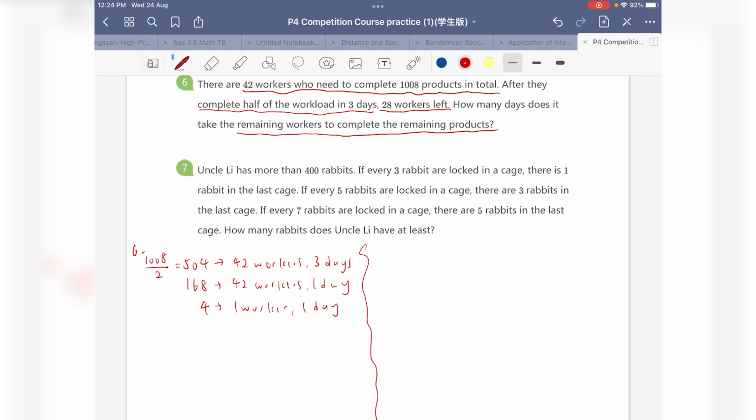So essentially, we are left with 504 products, and then 42 minus 28 equal 14 workers. So each worker needs to produce, because we are dividing our work fairly, assuming that everyone works at an equal rate, each of them will need to produce 504 divided by 14, which is equal to 36 products.